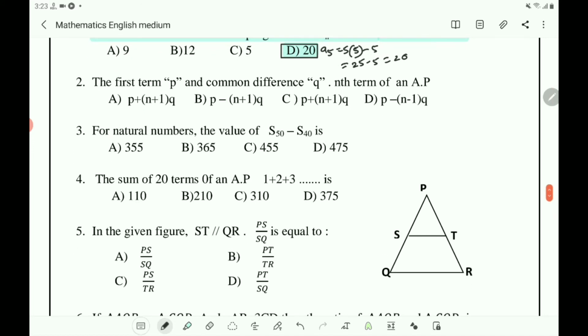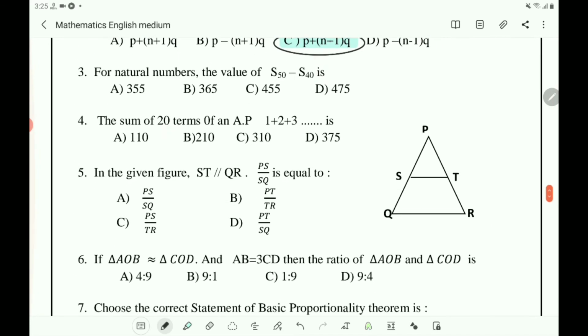Then you take the second question. The first term P and common difference Q, nth term of an AP is. Here first term is P and common difference is Q. You know the formula for nth term, that is An equals a plus n minus 1 into d. So in the place of a you write P, n you write n only, and in the place of d you write Q. So it is P plus n minus 1 into Q. So you take option C, P plus n minus 1 into Q. Option C is the answer.